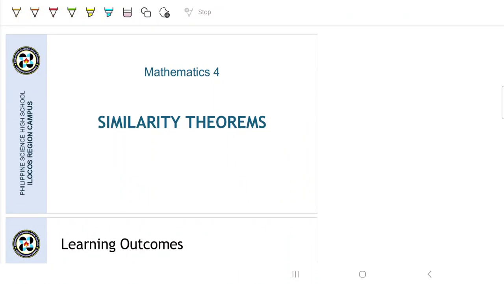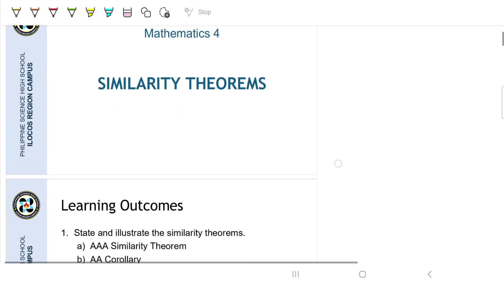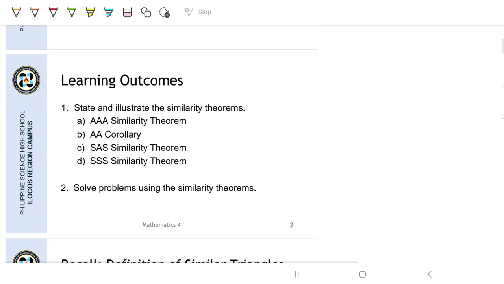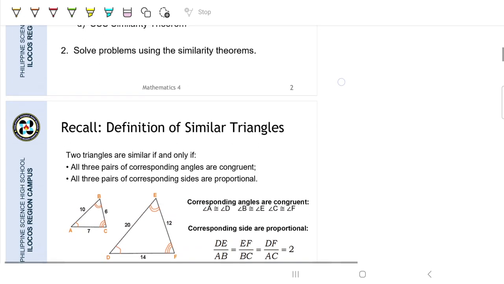Hello everyone, in this video we are going to learn about the similarity theorems. At the end of this lesson, you should be able to, number one, illustrate and state the similarity theorems. We are going to talk about the four: AAA similarity, AA corollary, SAS, and SSS. And we are going to solve problems using these similarity theorems.